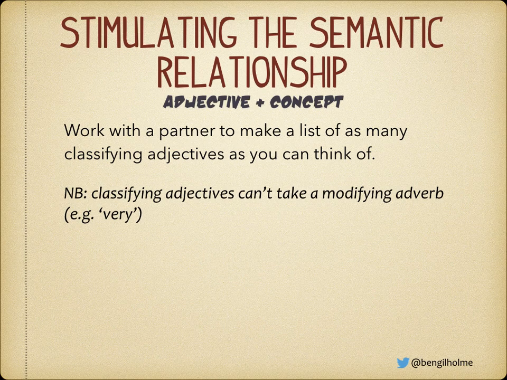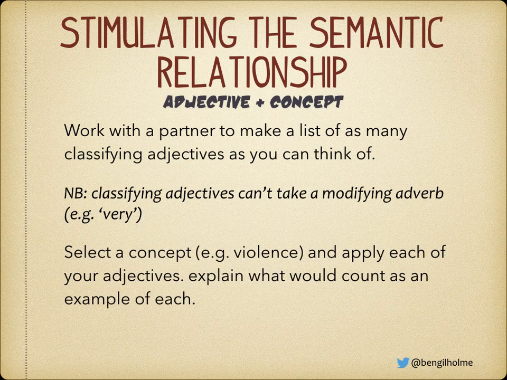Just as a pointer, classifying adjectives are ones that can't take a modifying adverb. So that means, for example, that if you were saying vegetarian, you couldn't have a very vegetarian meal, because basically it either is vegetarian or it's not vegetarian. As soon as you take away some of its vegetarianness by adding meat, it's no longer vegetarian. And so what you get them to do is you get them to select a concept, for example, violence, and apply each of those adjectives, and then explain what would count as an example of each of those.